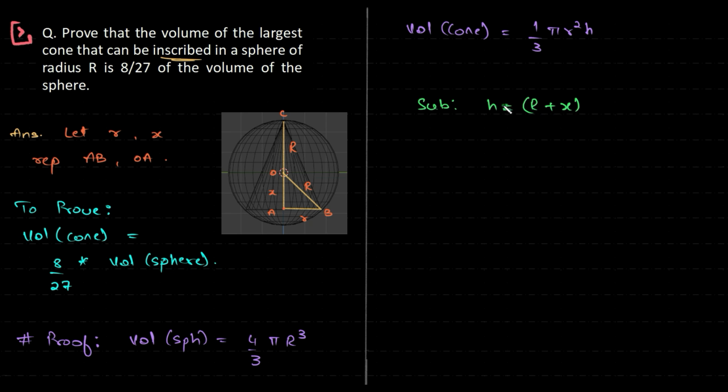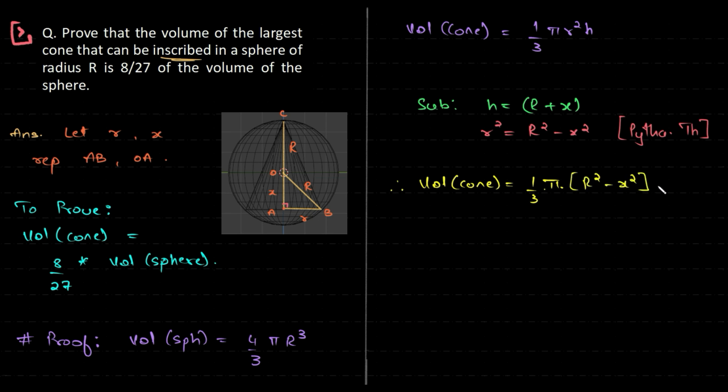So x value can be positive or negative depending on the scenarios. And r square in specific will be equal to, this being a right angle triangle, R square minus x square, by Pythagorean theorem. So therefore, volume of the cone is equal to 1/3 of pi times R square minus x square times R plus x.